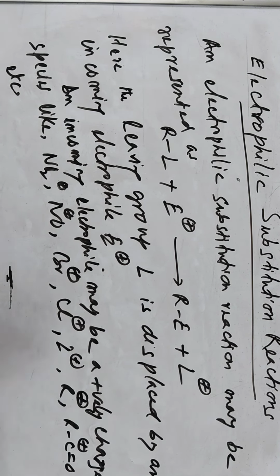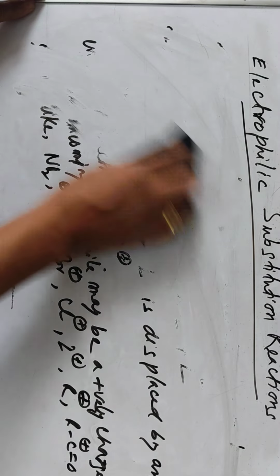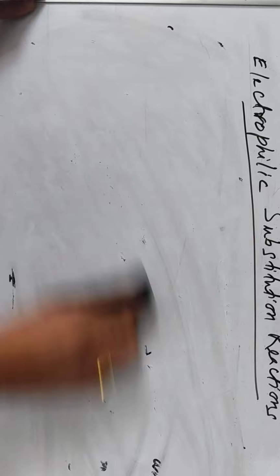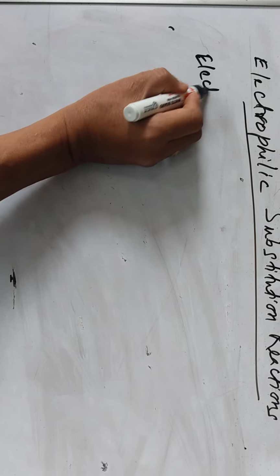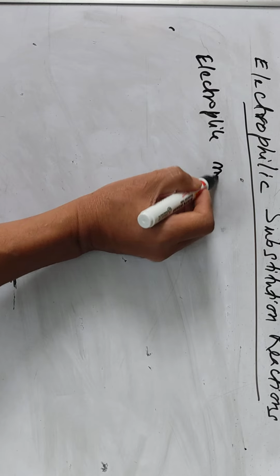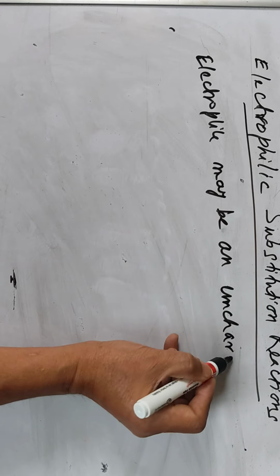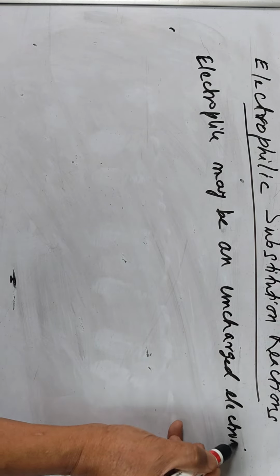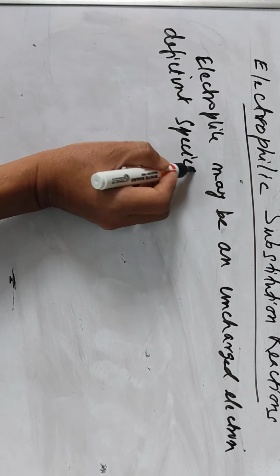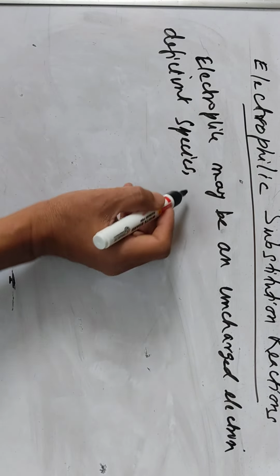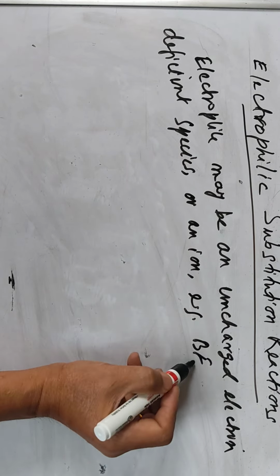The incoming electrophile may also be a neutral compound, an uncharged electron deficient species like Lewis acids, or an ion. For example, BF3, etc.